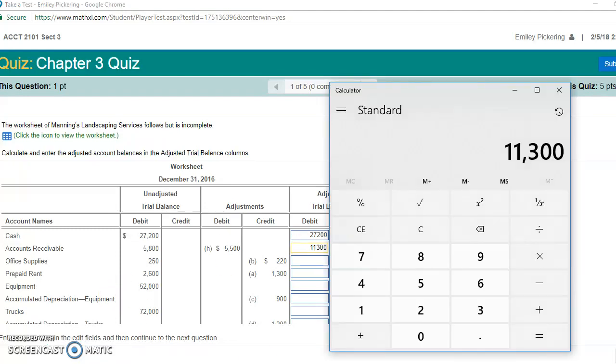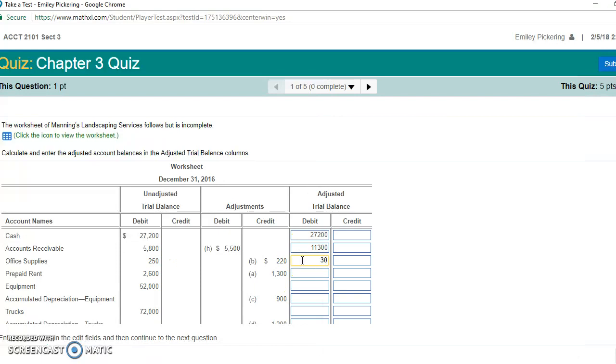Now with office supplies, we started with 250 and then we credited 220. So because we have a debit on office supplies and then a credit, I'm going to subtract. So office supplies normally sits on the debit side, but then we credited, so we subtracted. So we have office supplies of $30.